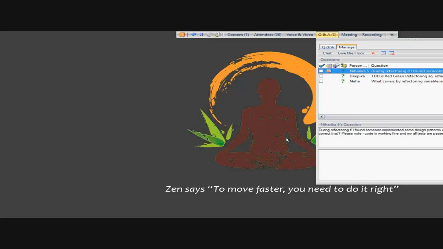Niharika is asking, during refactoring, if I found someone implemented some design patterns wrongly, is it my responsibility to correct that? Please note, the code is working fine and all my tests have passed. I think, again, code working fine means that it is doing what is expected, which is the functional features.